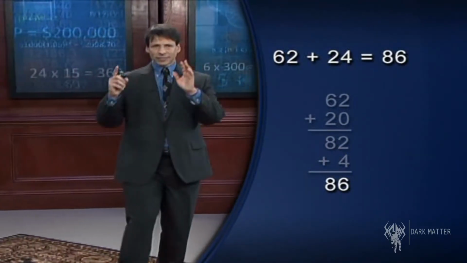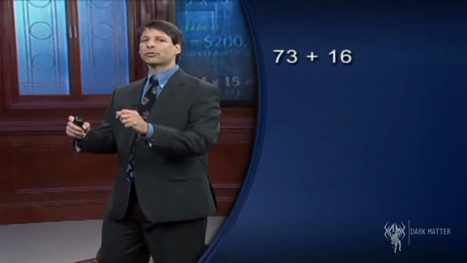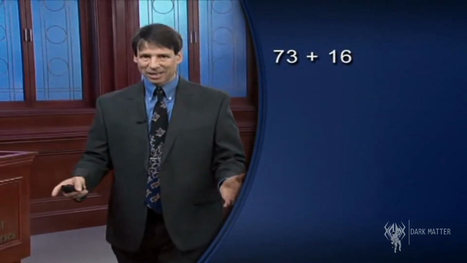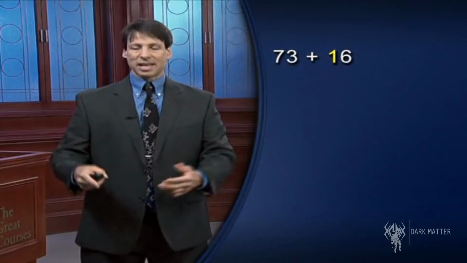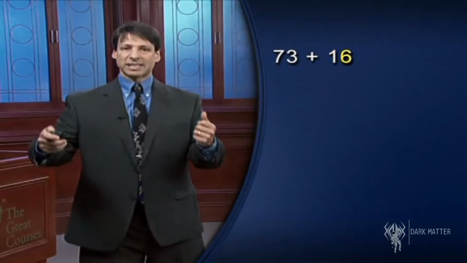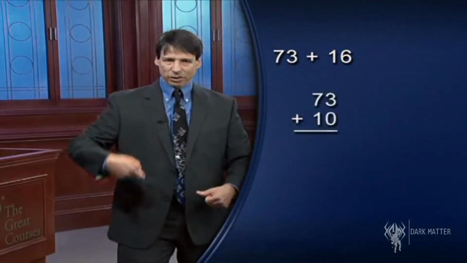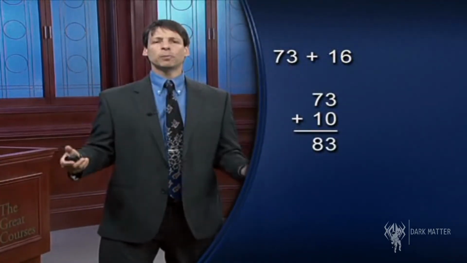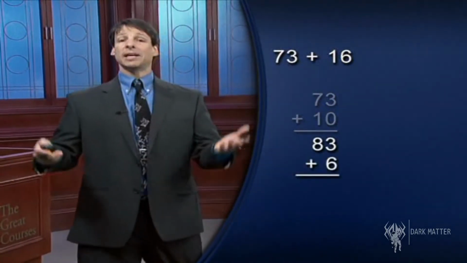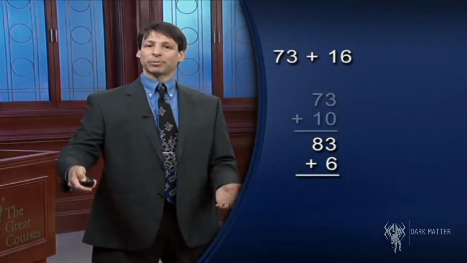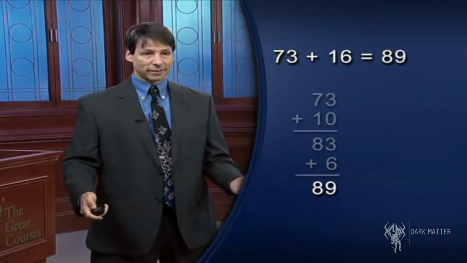Here, let's try 73 plus 16. First, we're going to add the 10, then add 6. 73 plus 16. 73 plus 10 is 83, so we have a new problem, 83 plus 6, which is simply 89. The next few problems are just a little bit trickier because some carrying occurs.